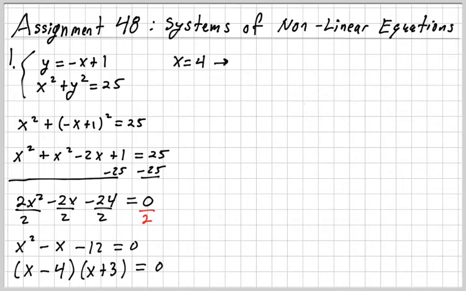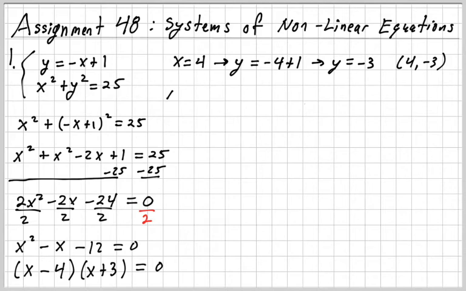And then we're going to go ahead and substitute that into one of the equations. Doesn't matter which one. Probably one's a little bit easier. So we're going to substitute it into the top equation. y equals negative 4 plus 1. So that tells us y is equal to negative 3, and that gives us the ordered pair of 4 and negative 3 as our solution.